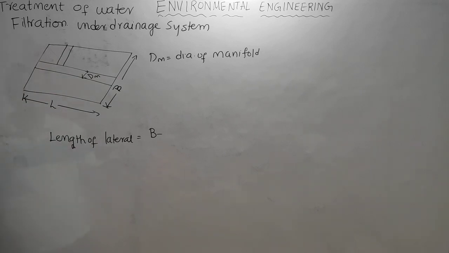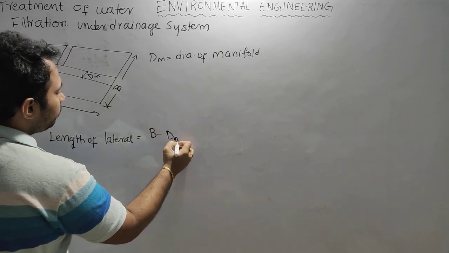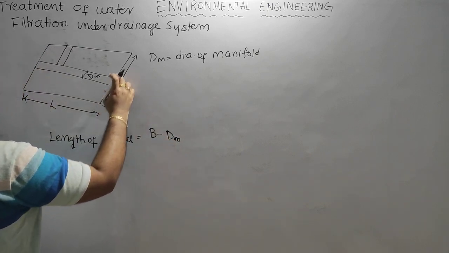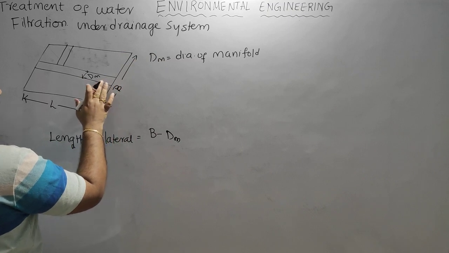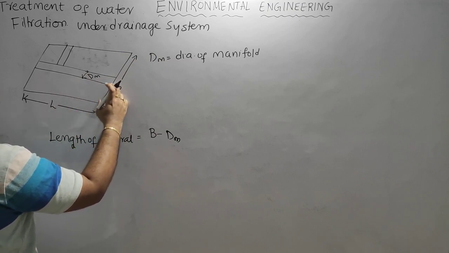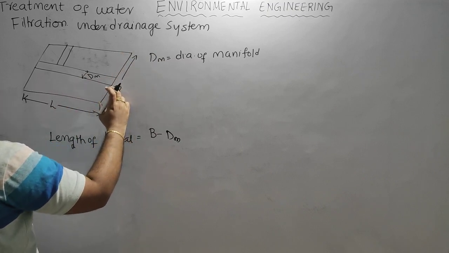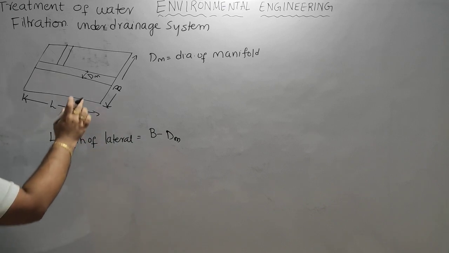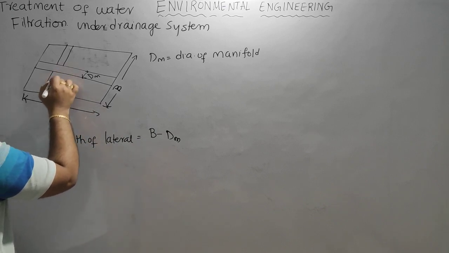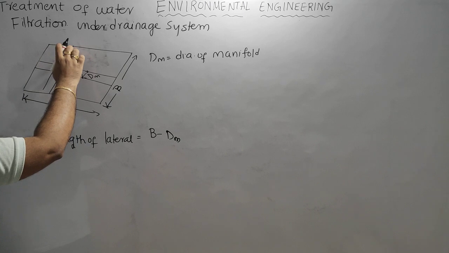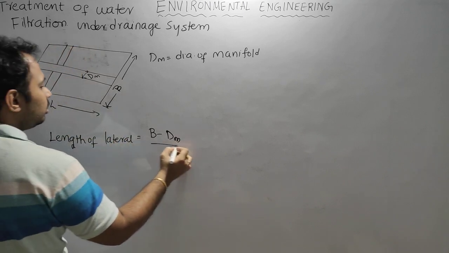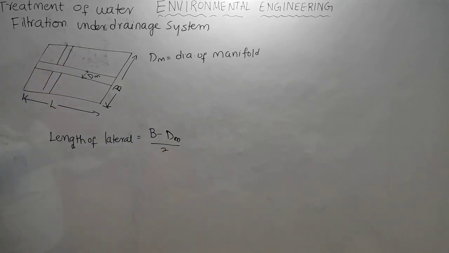Now B minus dm is the width, this plus this. So deducting dm, we will get the width, this plus this. So it is the sum of the lengths of the two laterals, this one and this one, both. If we want only one lateral, then we need to divide it by 2. Then we will get the length of each lateral. Isn't it? Length of each lateral.